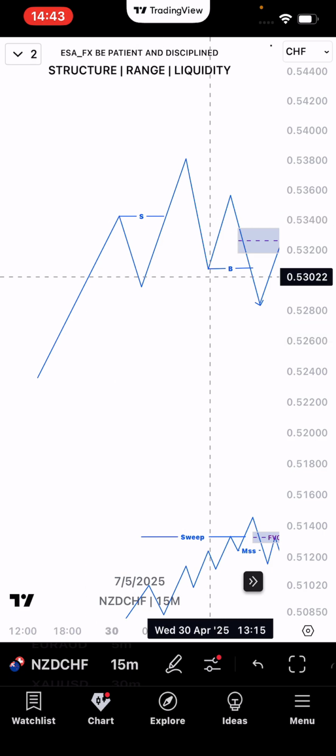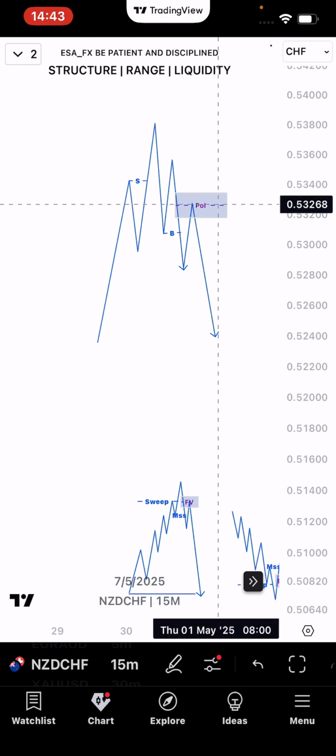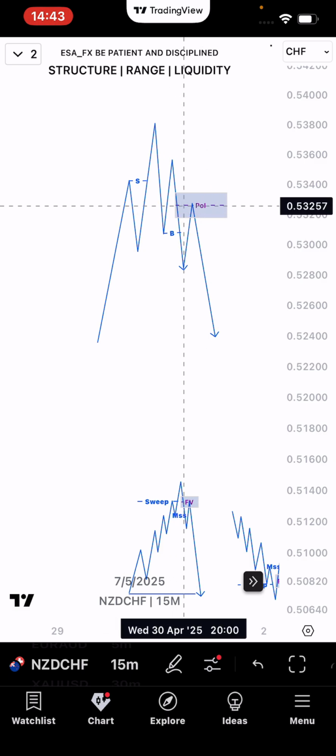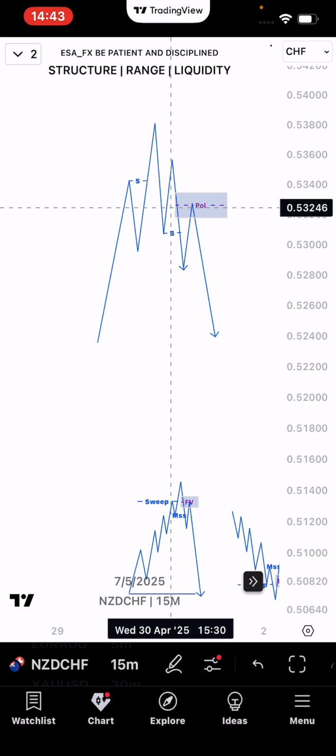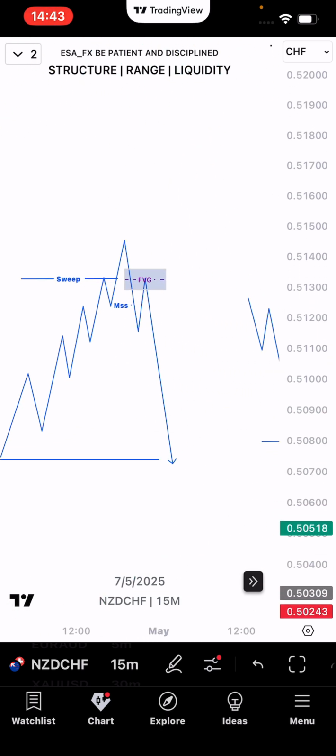There's a sweep, break of structure, fair value gap, which is your POI. The POI could be fair value gap, order block, breaker block, open close key level, anything at all. So yeah, this is how the system is.